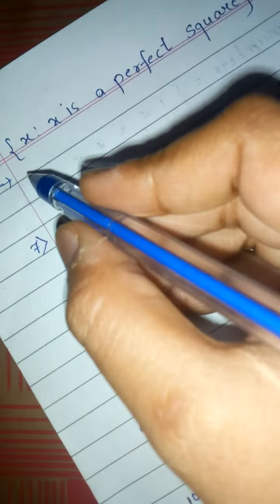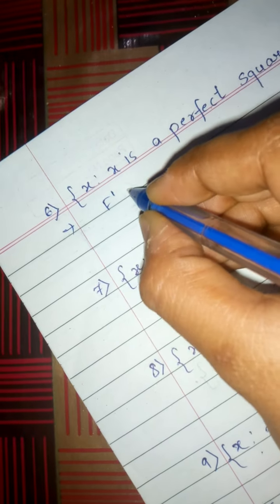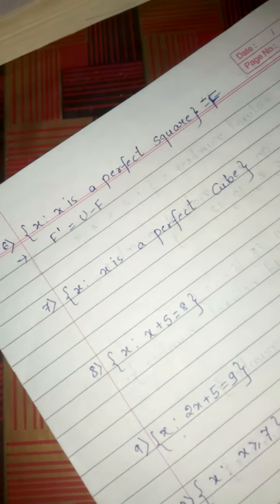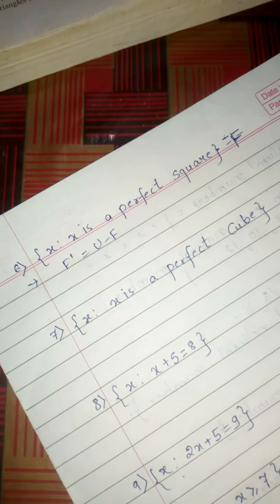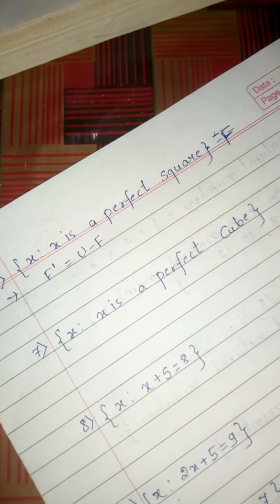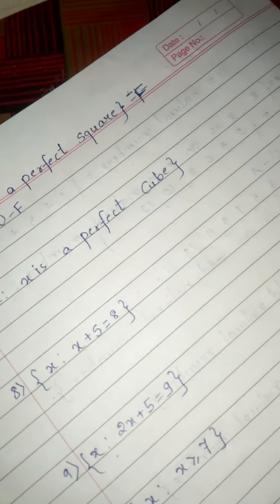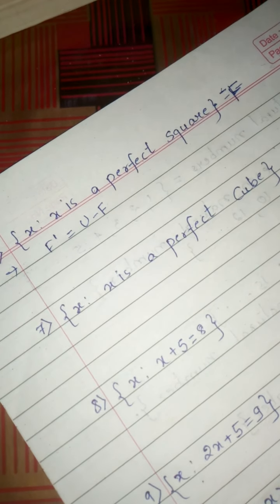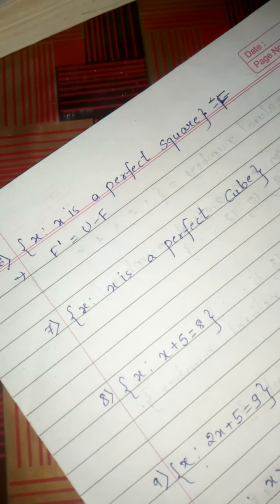So this will be equal to f complement, which is given by universal set minus the set f. Remember that universal set is our natural numbers. Now from the natural numbers, if we remove all the perfect squares, what are we left with? We are left with all the elements which are not a perfect square. We are removing all the perfect squares from the universal set.